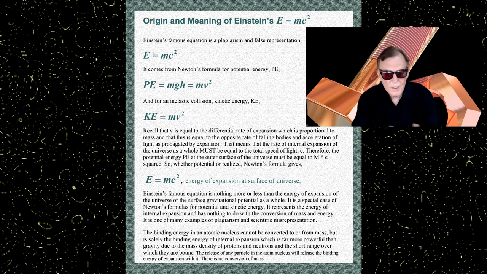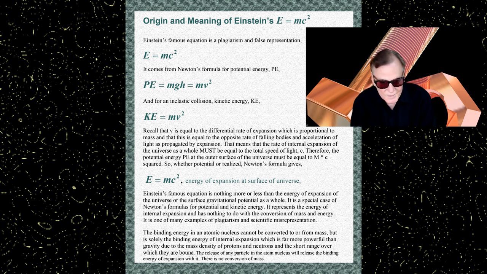Einstein's formula just tells you the gravitational potential at the surface of the Earth, or the rate of expansion of the surface of the Earth. That's all it tells you. It doesn't tell you that mass and energy can be converted. They have to think about this differently. They have to think in terms of the energy of expansion, or microgravitation at the atomic level. That's what they need to look at.